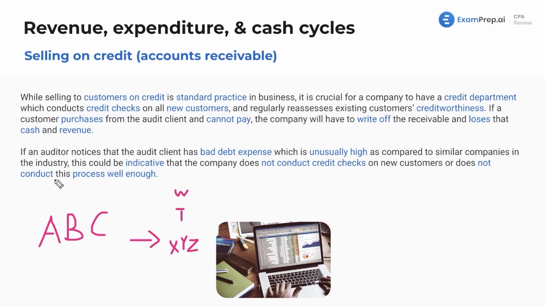Now, if an auditor notices that the audit client has bad debt expense which is unusually high as compared to similar companies in the industry, this could be indicative that the company does not conduct credit checks on new customers or does not conduct this process well enough. So similar situation here. If ABC company has a very high bad debt expense, which is when you're actually recognizing, writing off these AR balances, meaning you're realizing that, hey, they're actually not going to pay us, that could be indicative that we're not doing a good enough job assessing the creditworthiness of these potential customers.